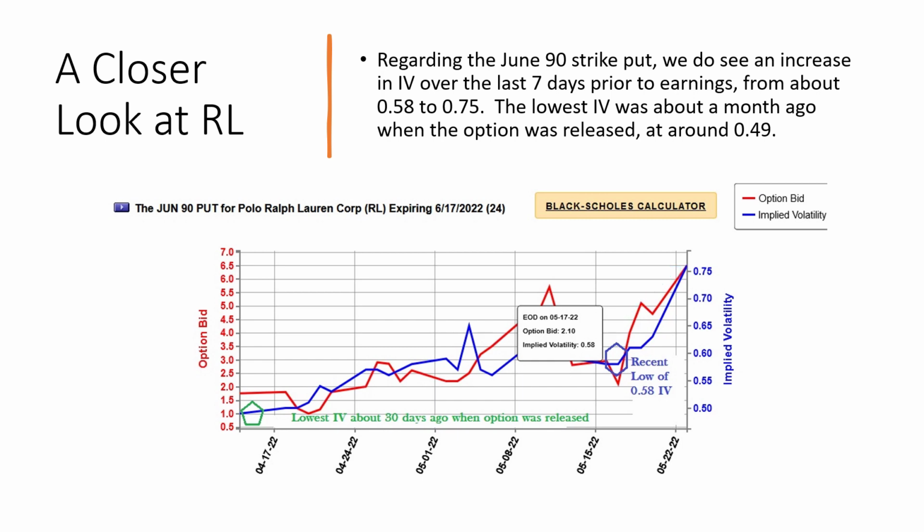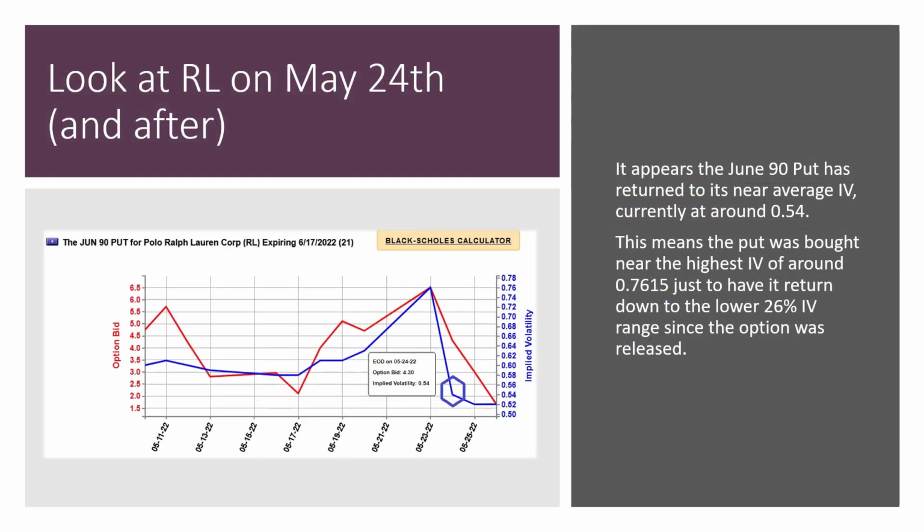But if we notice here, the lowest IV was about a month prior, when the option was initially released, at around 0.49. So we have that 3 to 4 week time frame with the lowest IV, and we do see an increase in IV in that sort of 6, 7 to 10 day time frame leading up to the earnings event. On May 24th and after, June 90 put has returned to its near average IV. On the 24th, it was around 0.54.